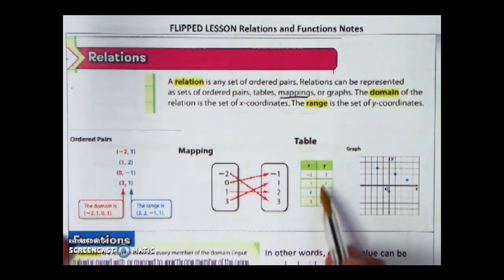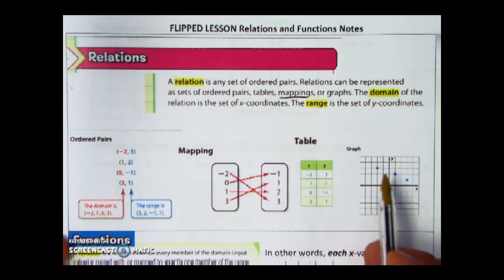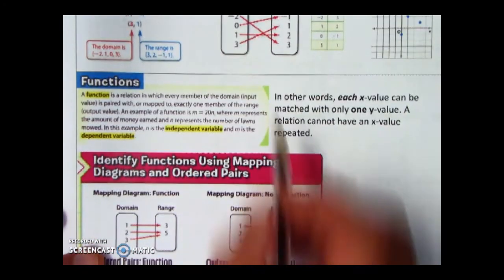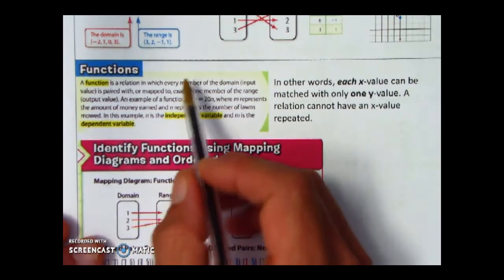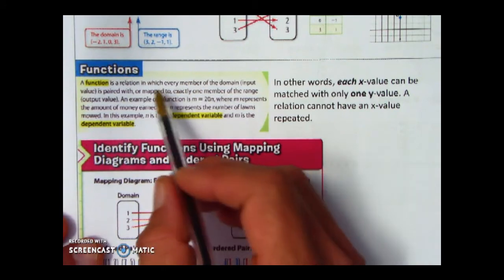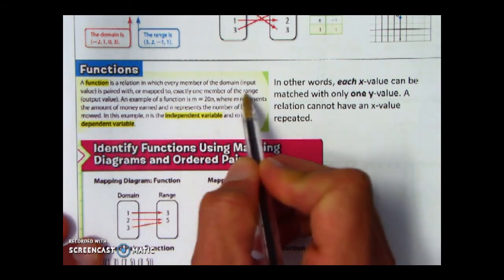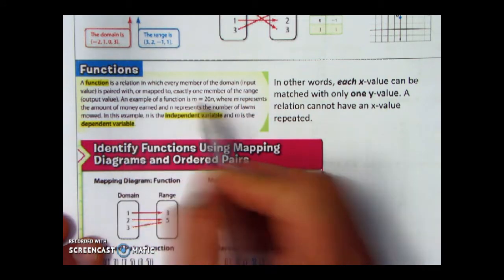Okay, and here again we see it in table form, and here we see these points, every X has a unique Y. In other words, when we put in X is 1, we only have one Y. We don't have multiple Y's. Okay, so that's what we're building up to right here in functions. A function is a relationship in which every member of the domain, every X or input value, is paired or mapped to exactly only one range, one output value.